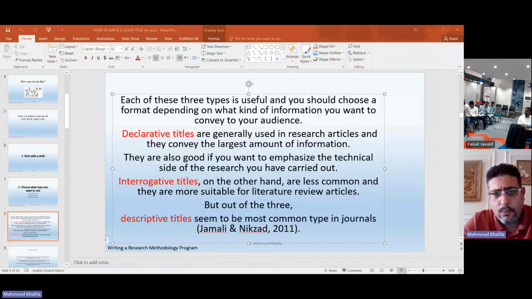Mindfulness-based interventions improve attention and emotional regulation in children with ADHD. Second example: renewable energy adoption increases energy security and reduces carbon emissions in developing countries. Last example of declarative titles: personalized nutrition recommendations enhance weight loss and metabolic outcomes in overweight adults. If we move to the next slide, we will find the last type of titles.